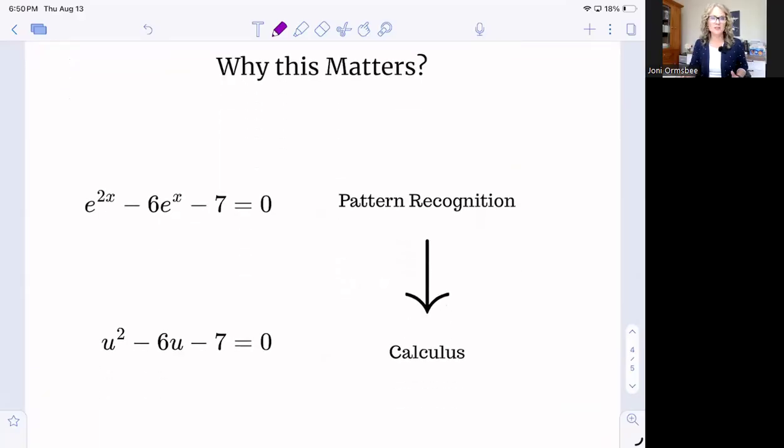In calculus, it matters because of pattern recognition. As I mentioned earlier, a lot of times in calculus you'll have a more complex expression, and recognizing the pattern inside of it, in this case the quadratic that is hiding, which becomes u squared minus 6u minus 7, that u substitution is what shows up in calculus, especially in integral calculus. In Calc 1, it can show up as well. So that u substitution is super important. Pattern recognition is a huge part of being successful in any math class, but especially in taking a more complex expression and simplifying it inside calculus.